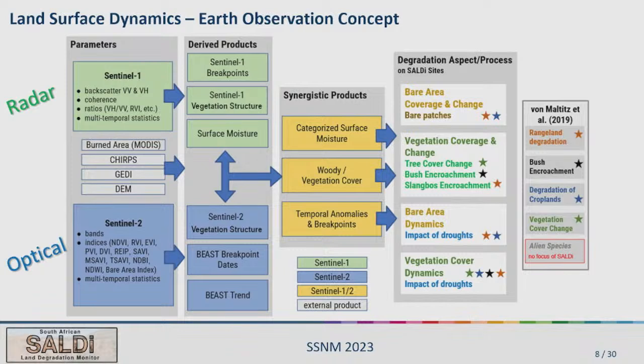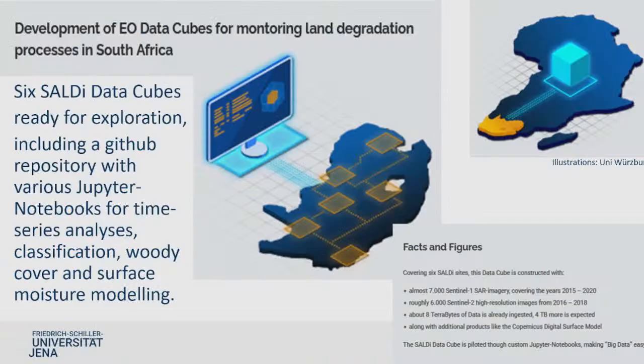And now looking at the workflow, we have products that we derive from radar, we have products we derive from the optical data, and the idea is to come up with synergetic products. And this is where we are right now, really. It's all developing, and I hope many of you are interested in cooperation, or you're doing it yourself, because we have 6 sites, and 4 of them belong to SunParks regions.